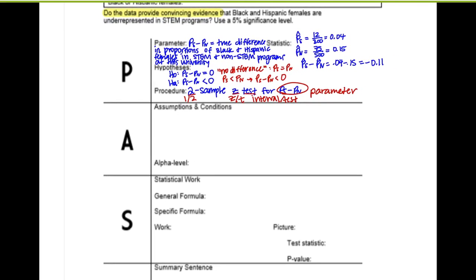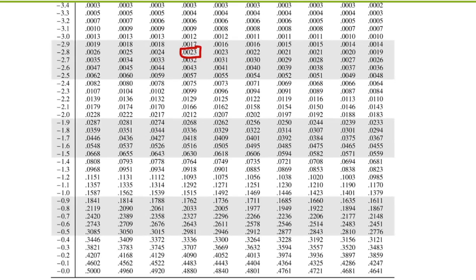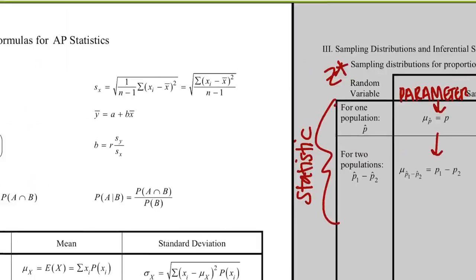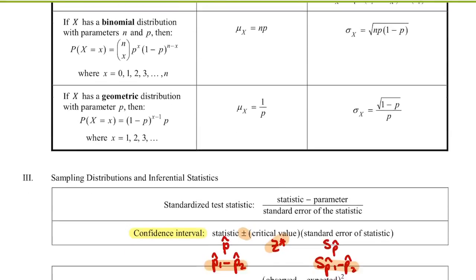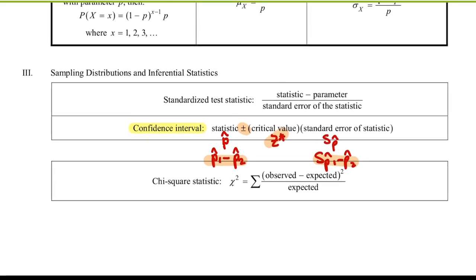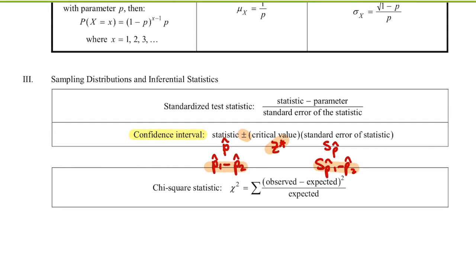The general formula, I do want to make sure you remember where to find it. So here's our formula sheet. We talked about this before. The general formula is here. We've talked about it with intervals.